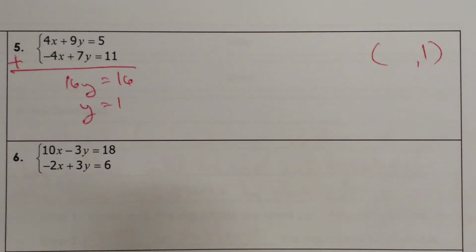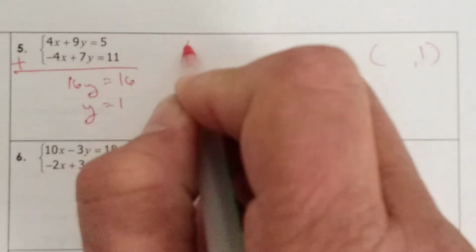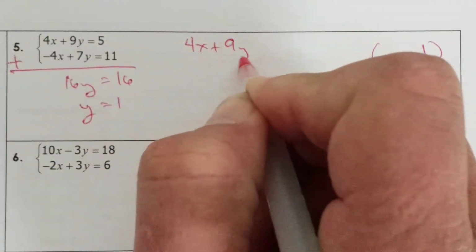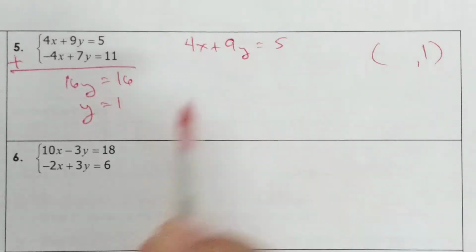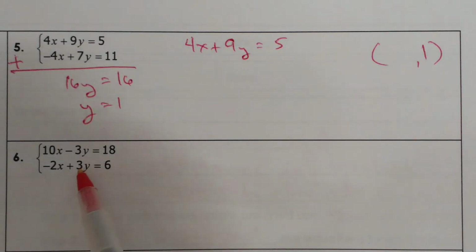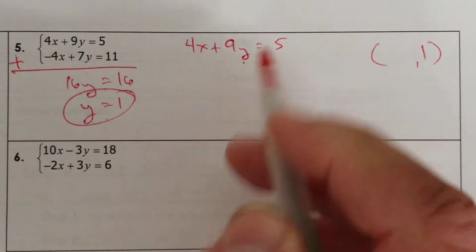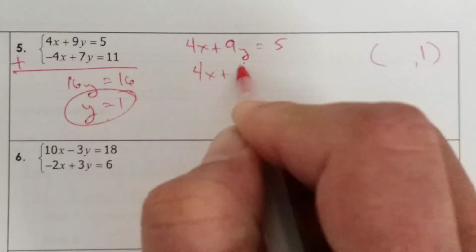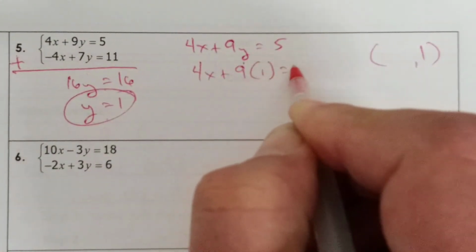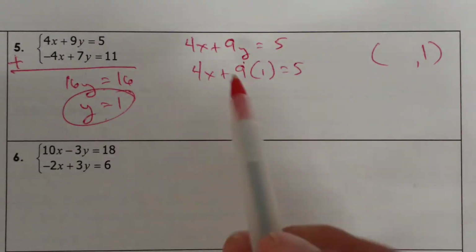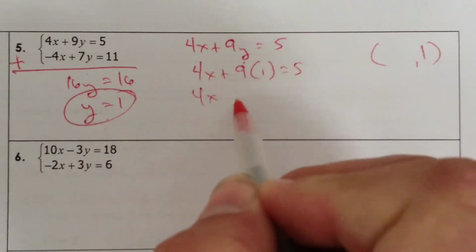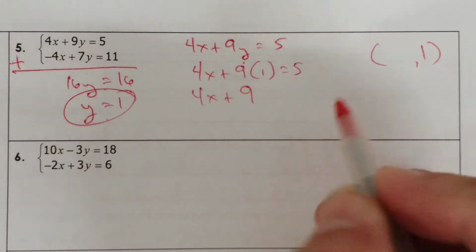To find my x number, go back to either of the original equations and plug a 1 in for y. So I'm going to choose the first one because it doesn't have any negatives in it. That's the only reason I picked it. I could have chosen the second one. So I'm going to take this number and plug it in for y. So this becomes 4x plus 9 times 1 equals 5. It's just a process. 9 times 1 is 9.